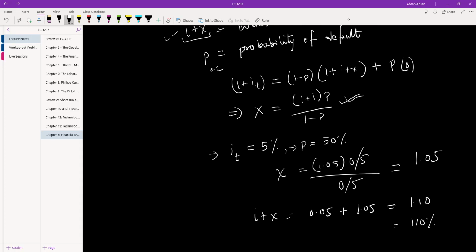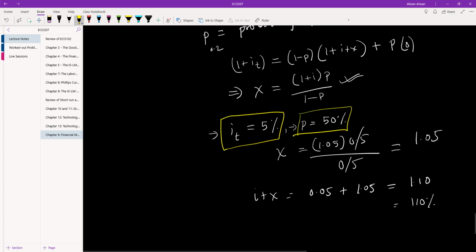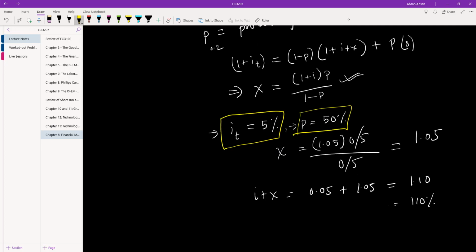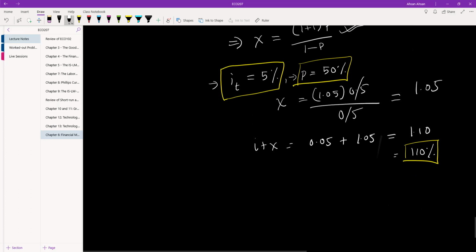So what that means is that if you can buy a riskless bond which will pay you 5%, and you're considering buying a bond that may not pay out 50% of the time, to buy that bond, because you're taking higher risk, you are going to demand 110% interest. Let's just give another example.